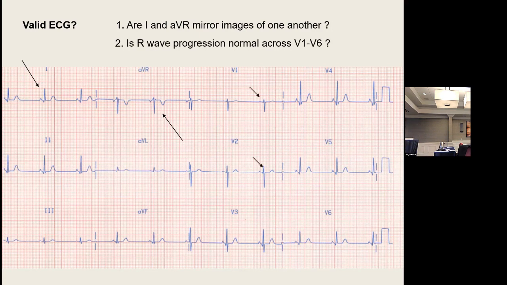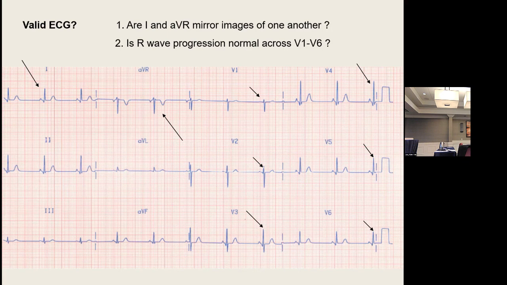Now, these are subject to more error. Okay, and this is why your nurse typically should bring the EKG to you to look at before the patient is disconnected. Where those leads are placed can depend on the patient's chest, breast, chest morphology. And if they're too high, they're missing the heart. If they're too low, they're missing the heart. So the question here is going to be, is R wave progression normal across V1 through V6?